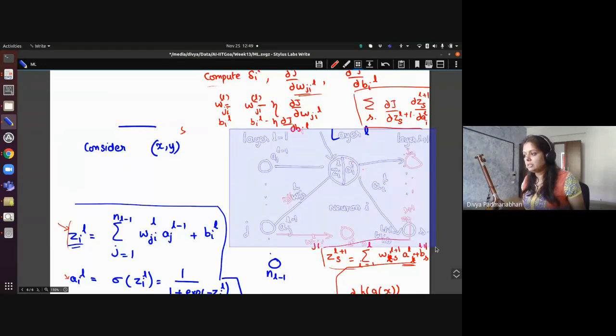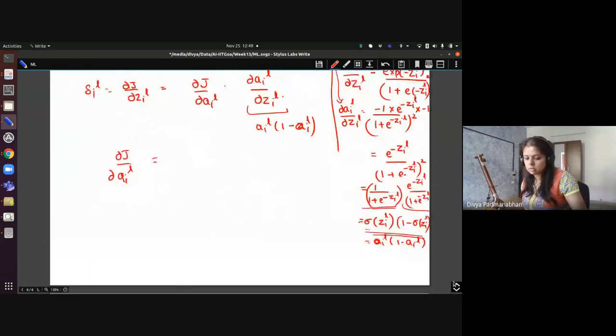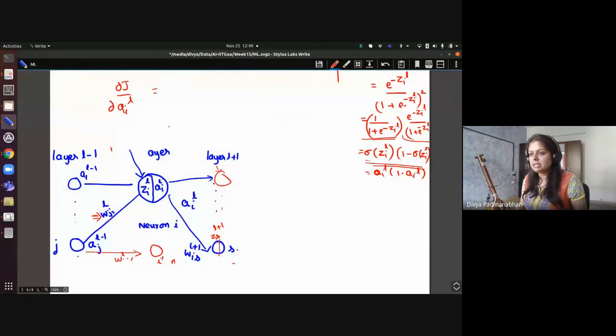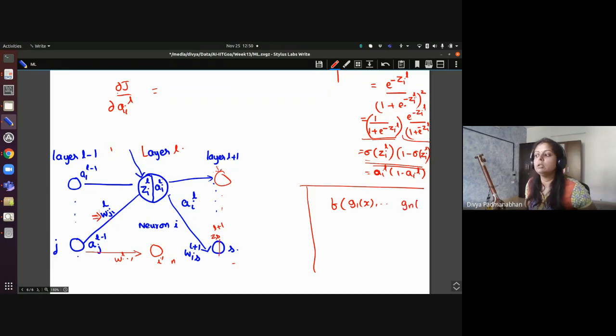Let me just copy this down, maybe that will help. So this is layer l, and what you need is dou J by dou a_i^l. Again by the chain rule, if you have multiple functions, f of g_1(x) and so on, a function of multiple such terms, then to find the derivative with respect to x, you take each of these g_i. You take dou f by dou g_i for all the n values, and then dou g_i(x) by dou x.